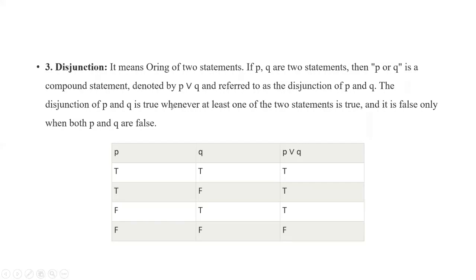See here, whenever at least one of the two statements is true, P or Q is true. So if any one statement is true, the compound statement is true. Again here, one statement is true, then the compound statement is true. Again here, one statement is true, then the compound statement is also true. And it is false when both P is false and Q is false, then the compound statement is also false.